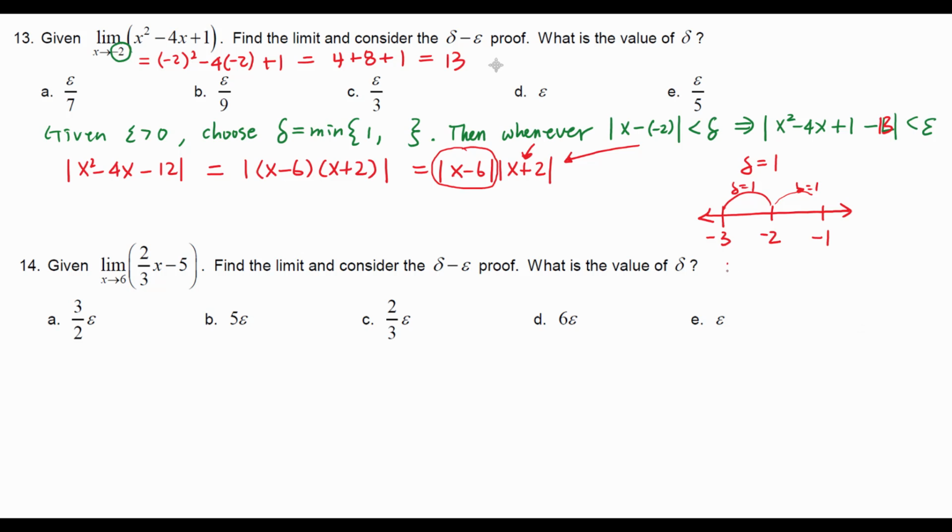Then your absolute value of x minus 6: if you plug in the smallest possible x value here, I get negative 3 minus 6, which is equal to the absolute value of negative 9, which is 9. And if you plug in x equal to negative 1, the absolute value of x minus 6 would be negative 1 minus 6, which is equal to negative 7. And the absolute value of negative 7 is 7.